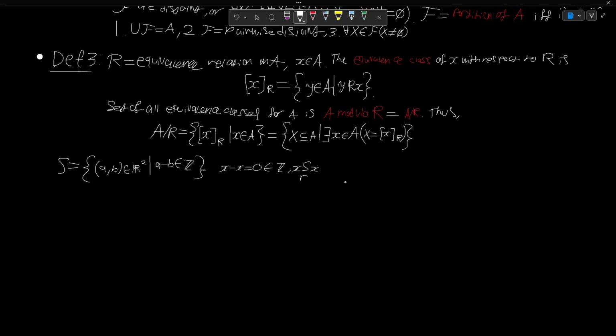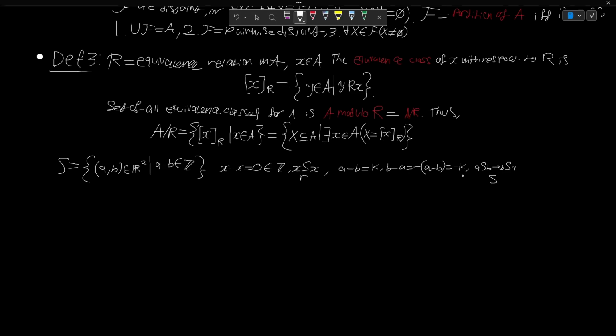So clearly, for any x in the real numbers, x is S-related to x, since x minus x is 0, which is an integer, so S is reflexive. And if we let k be an integer such that a minus b is k for any two real numbers a and b, then b minus a is minus (a minus b), which is minus k.